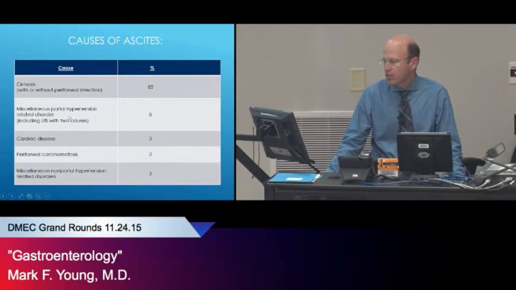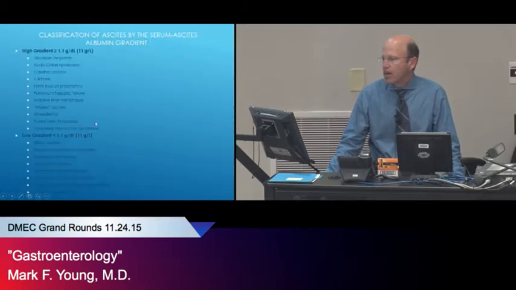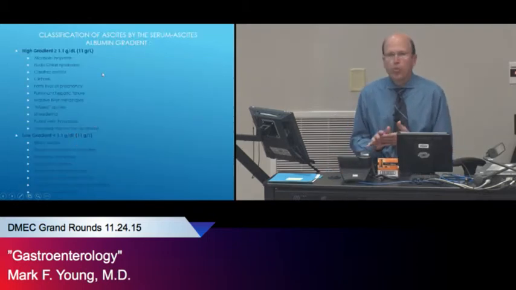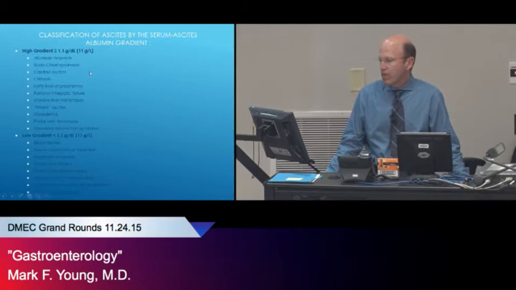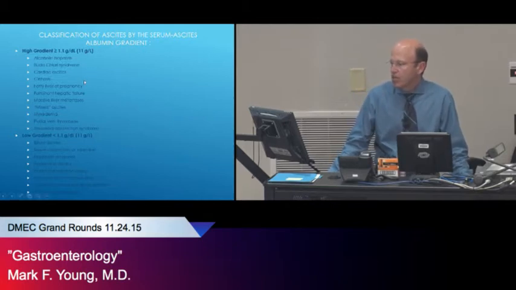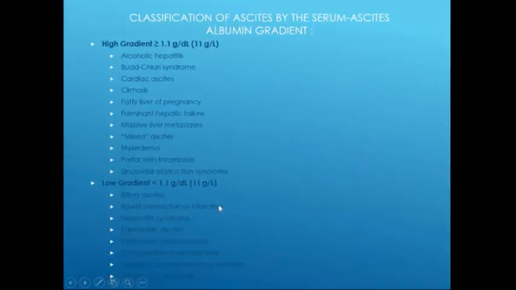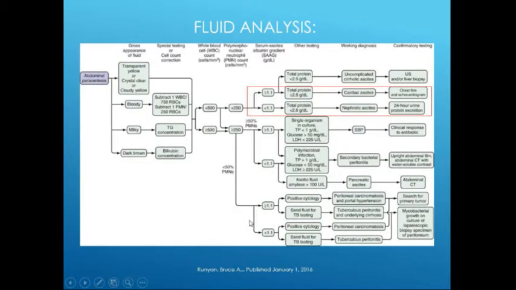Cardiac disease, peritoneal carcinomatosis can also do it. If you look at high gradient, greater than 1.1 measures on the albumin gradient, cirrhosis is the number one cause of that, portal hypertension. If you look at these low gradients, less than 1.1, the thing that we most often see, unfortunately, is malignancy. Peritoneal carcinomatosis can do it. Different infections like TB can do it. This is a flow chart for fluid analysis.